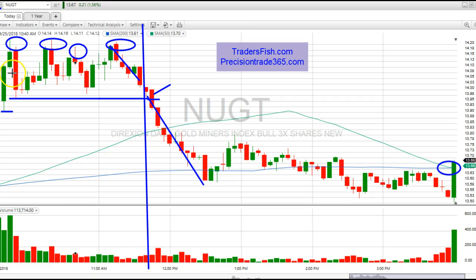So next time you see this kind of pattern, you have to be careful, because if you go long too soon, you could end up with a loss, and if you short too soon, the same goes. So this is just one of the sample patterns that I'd like to highlight for today.